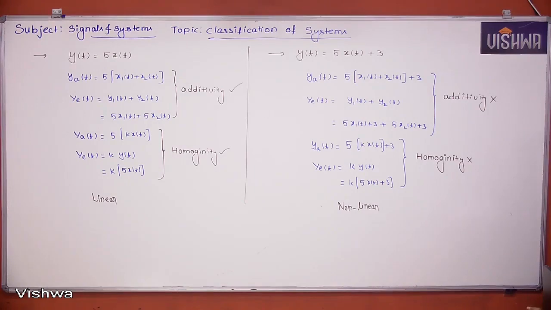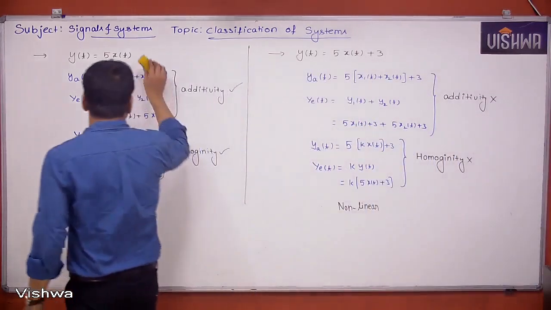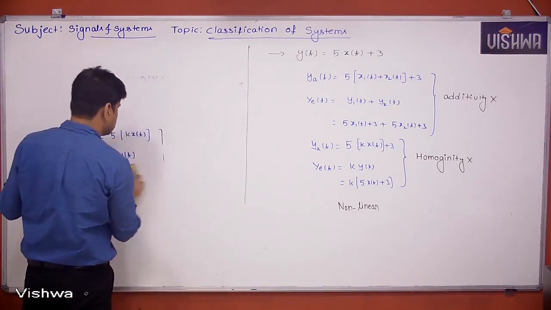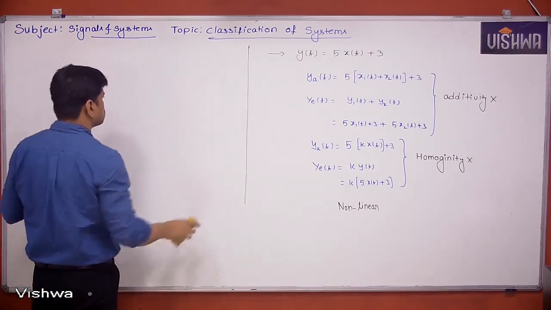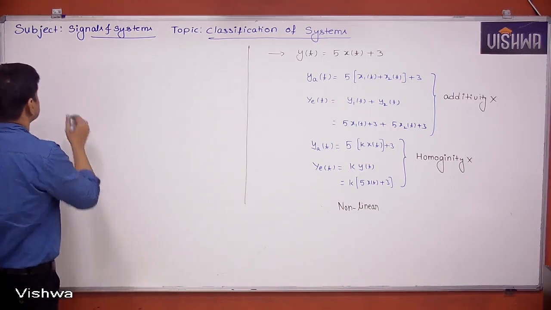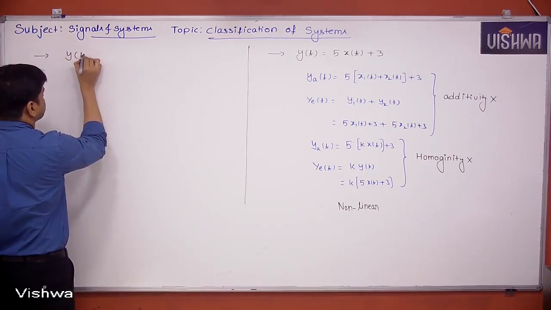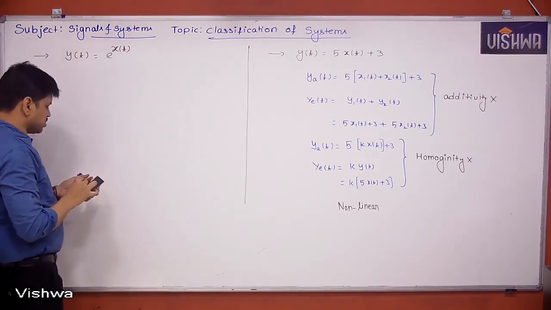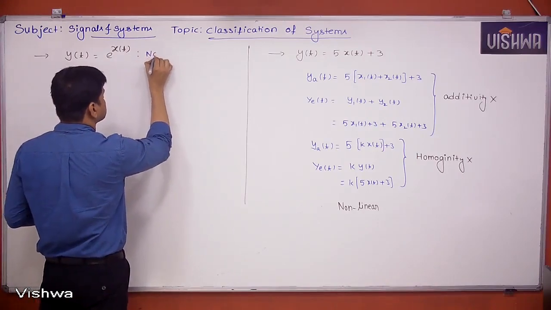Make it fast. We have to see so many examples. y of t is equal to e power x of t. Again, it is a non-linear system. Check by yourself. I am not doing it.